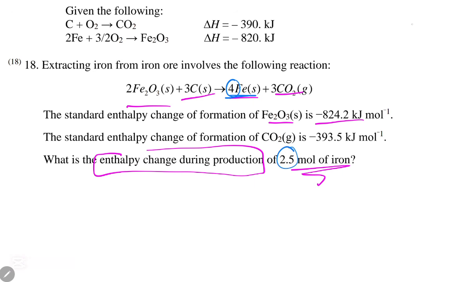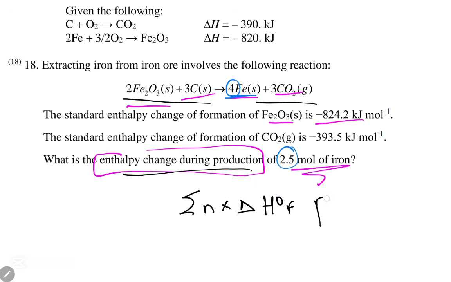Okay. So now let us find the enthalpy change of formation. First of all, I have Fe2, this is enthalpy change. Okay, so it's going to be what? The reactants are here, the products are here. So enthalpy change during production is the sum of the number of moles multiplied by delta heat of formation of products minus the sum of the number of moles times delta heat of formation of what?